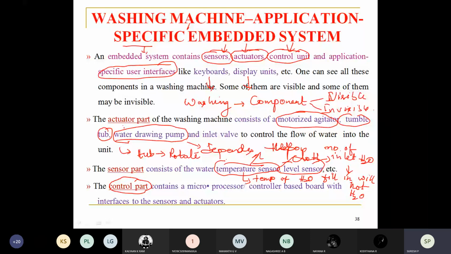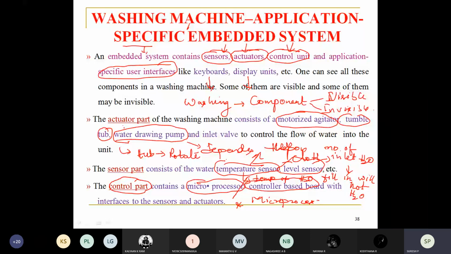So either it can have the microprocessor or it can have the controller based board. If you are using a microprocessor, it will itself be controlling your sensors and actuators. If you are using a controller based board, that will be controlling your sensors and actuators. So what are the different controllers you are going to use?